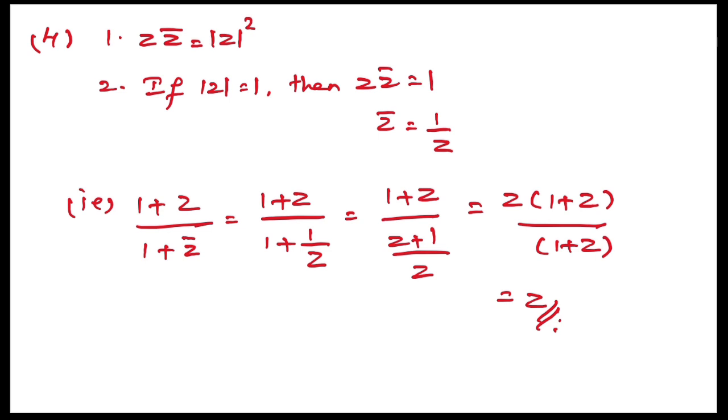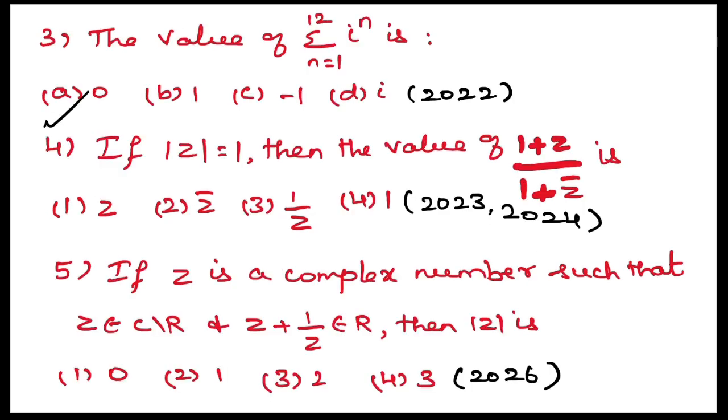From the problem, we have (1 plus z) by (1 plus z bar). Replacing z bar with 1 by z, that is equal to (1 plus z) by (1 plus 1 by z), which is (1 plus z) by ((z plus 1) by z), and solving we get z. So z is the solution of this problem.